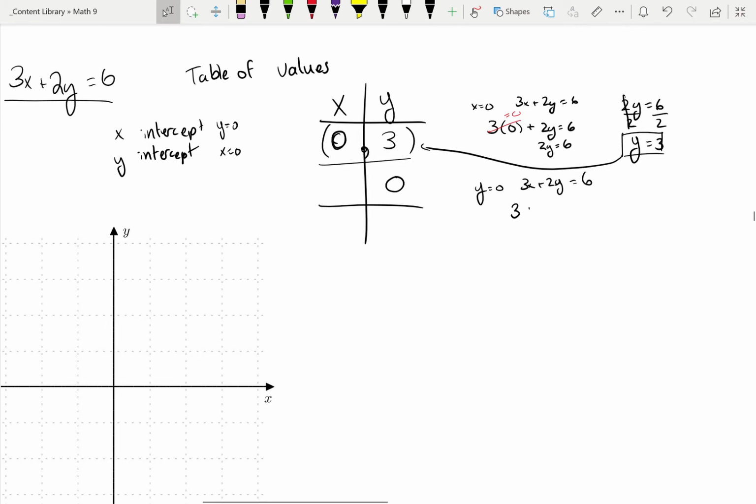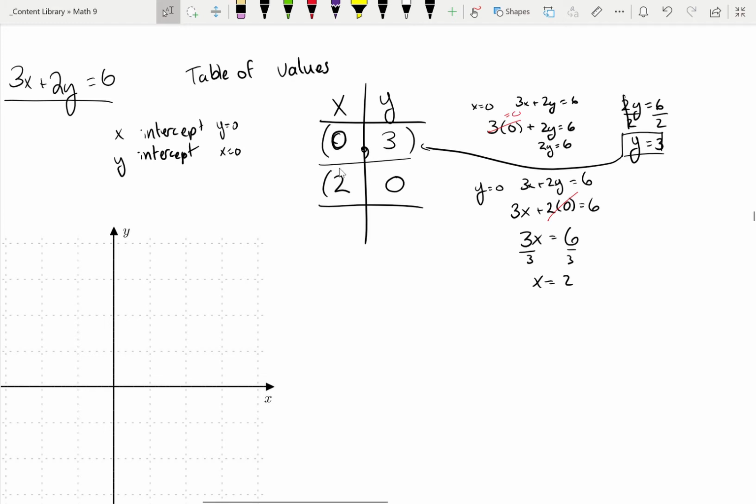So I'm going to have 3x plus 2, and then I replace the y with a 0. So 2 times 0 equals 6. Now this part goes away. Just like before, anything times 0 is equal to 0. So 2 times 0 is equal to 0. And then if I try to add 0 to something, it's not going to matter. So basically, I get rid of that entire second term. So I end up with the equation 3x is equal to 6. Divide both sides by 3. And then I end up with x is equal to 2.